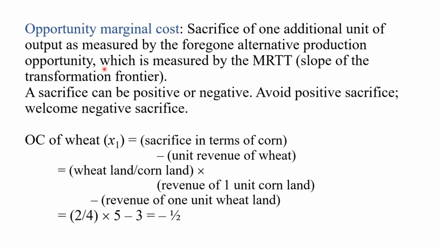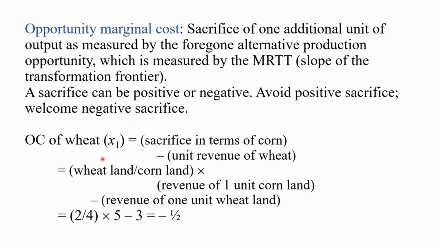A sacrifice can be positive or negative. We want to avoid a positive sacrifice and welcome negative ones. So when we give up our land in corn and put it into wheat, we want to make sure that the sacrifice is not positive, but that it's negative.